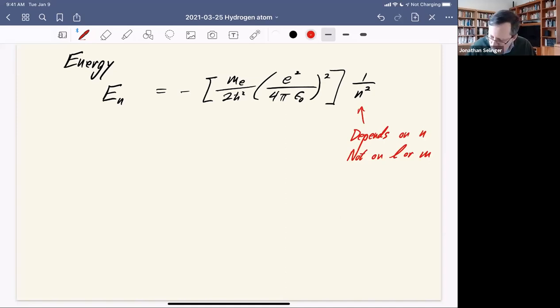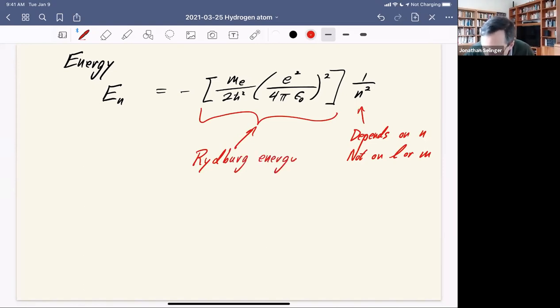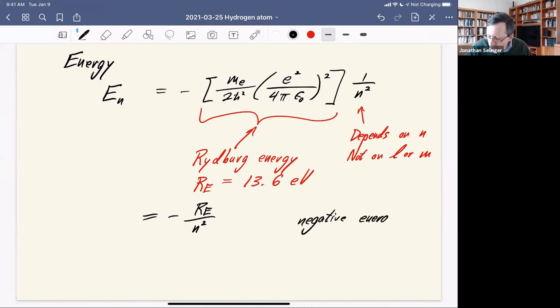Okay, so what I can point out is that this is a constant energy right there. And this energy gets a name. It is called the Rydberg energy, R sub E, I guess, which is 13.6 electron volts. So the energy of one of these states for the hydrogen atom is negative this Rydberg energy over n squared. So it is a negative energy, relative to having an electron at infinity.